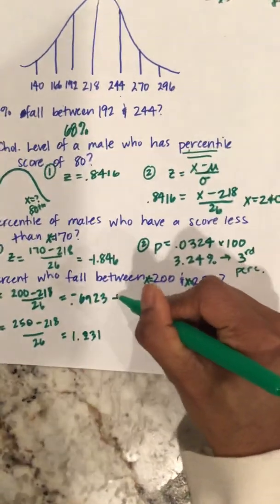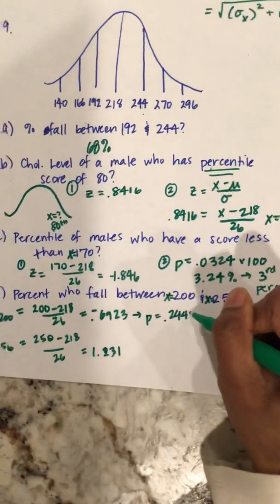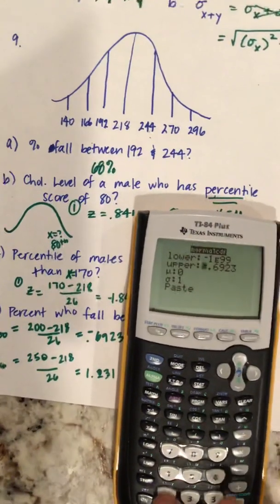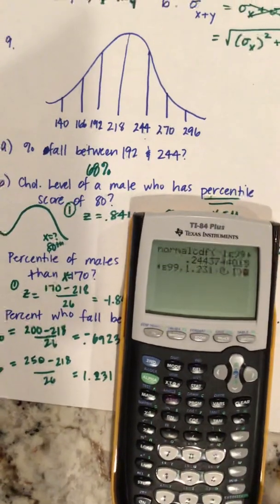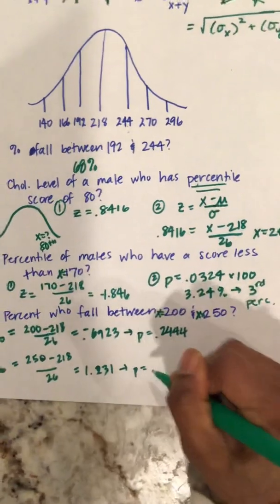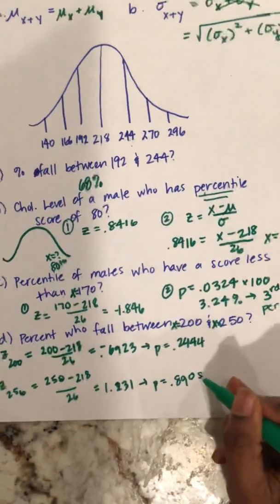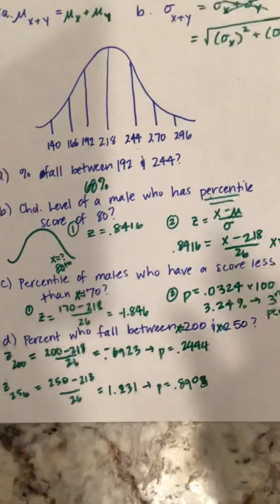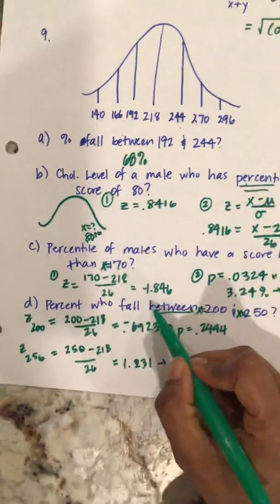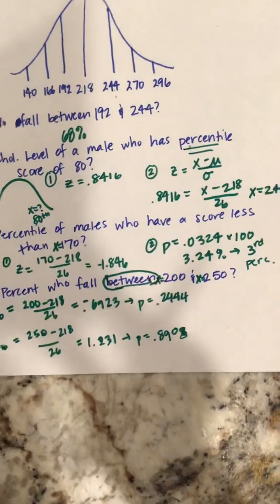And so if you do that, you should get the probability here of 0.2444, and then the other probability, if you calculated that correctly, you would get 0.8908. And now always look back, you guys, to see if you actually answered the question. It says what percent who fall between, right? So that implies that you need an interval. So you're just going to go ahead and subtract those values.